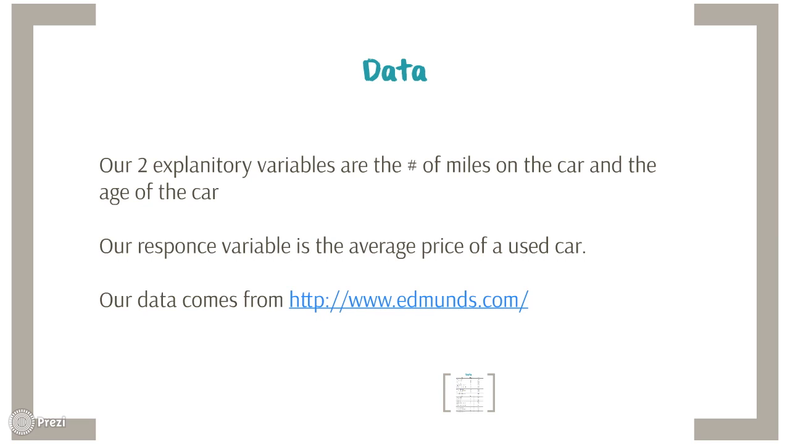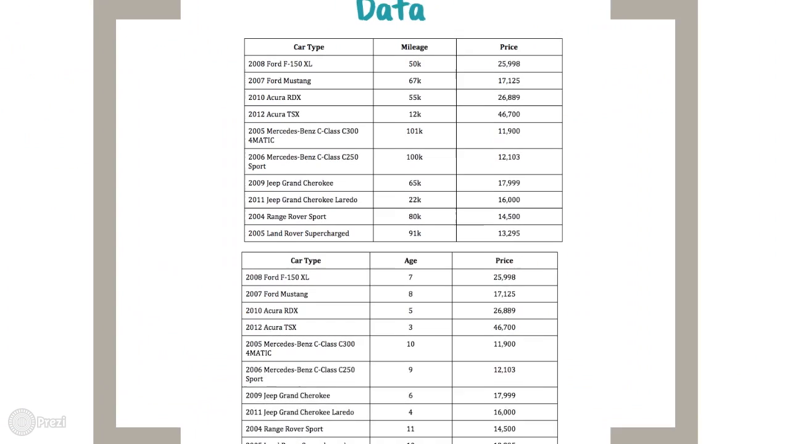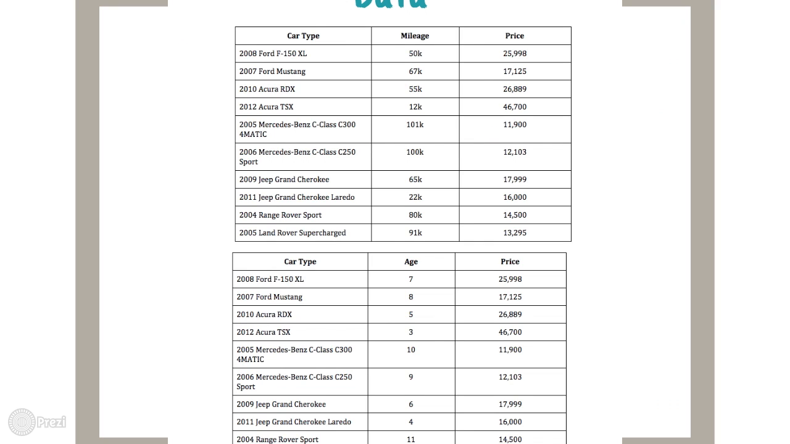Our two explanatory variables are number of miles on the car and the age of the car. Our response variable is the average price of a used car. These three variables are used throughout our calculations. Here is the data we collected. All of our statistics came directly from Edmunds.com.